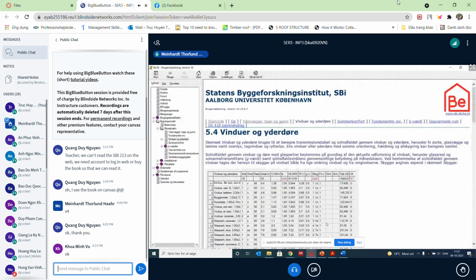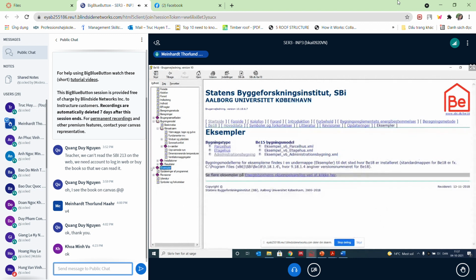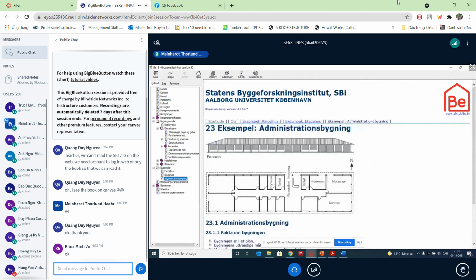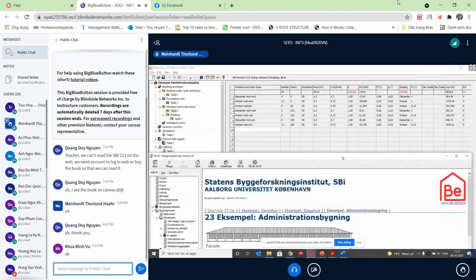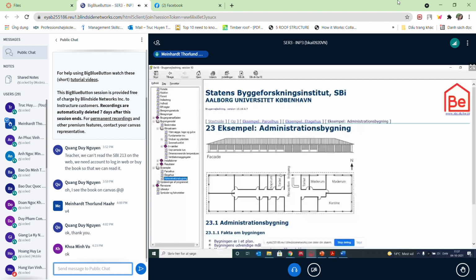Furthermore, I think also in the SBI 213, you can see this. If you go to examples, you can see the administration building here. This is the example of the administration building, which is where the data comes from. Basically, it's just two drawings and the facts about the building. But what I wanted to explain is that when we look at the dwelling, we see the whole building as one zone, or one apartment as one zone.